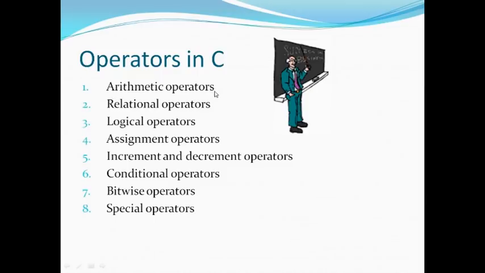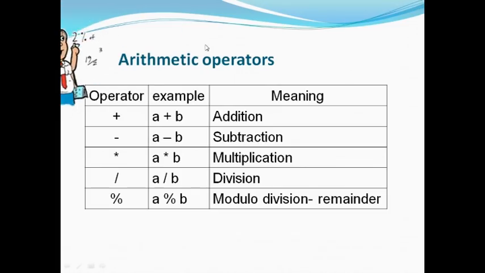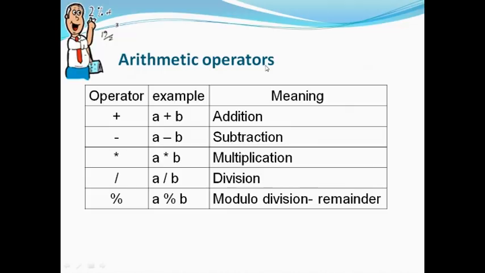First is arithmetic operators, relational operators, logical operators, assignment operators, increment and decrement operators, conditional operators, bitwise operators and special operators. These are the 8 different types of operators in C. First we see arithmetic operators.